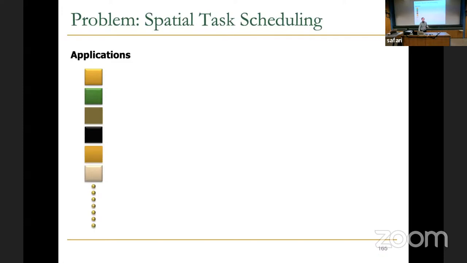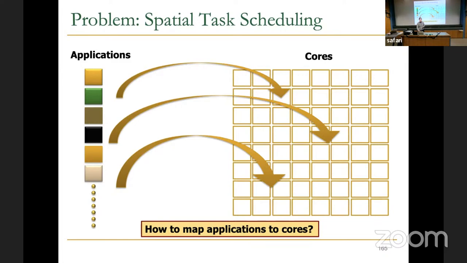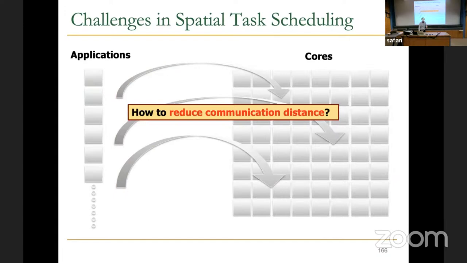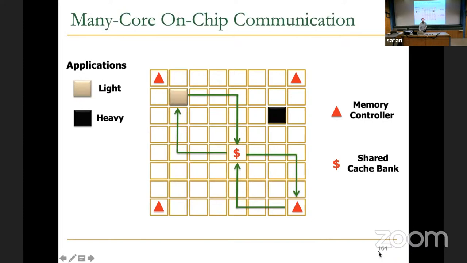So you have a problem, basically. You have applications, and you need to schedule them to different cores. How do you schedule them to different cores? There are many challenges over here. I'll give you a few of them. How do you reduce the communication distance? If you can minimize the length of these green arrows and service things as locally as possible, you reduce the interference as much as possible, right? That's the principle of locality, if you will. If you always sit in your private cache, you're not going to cause interference to someone else. Okay, so that's the idea.